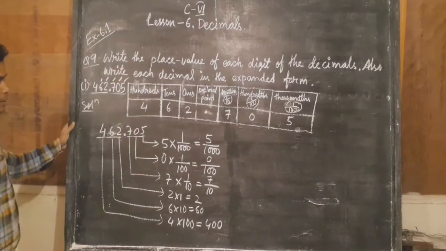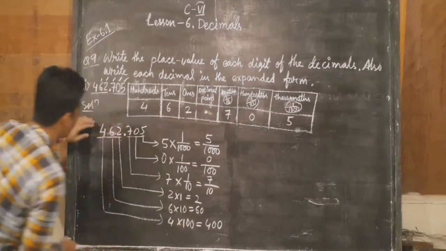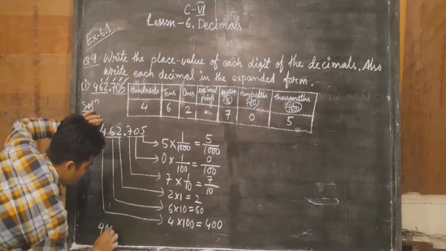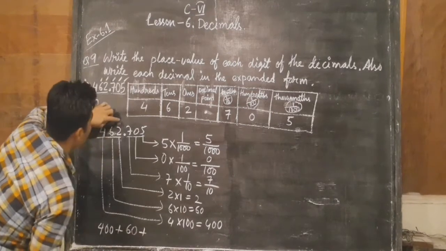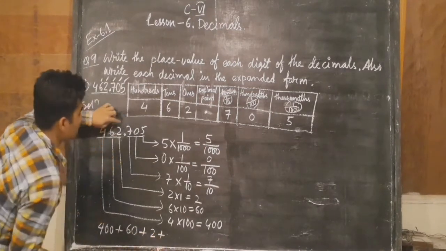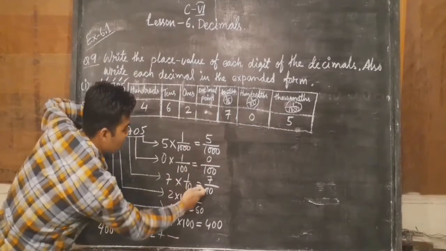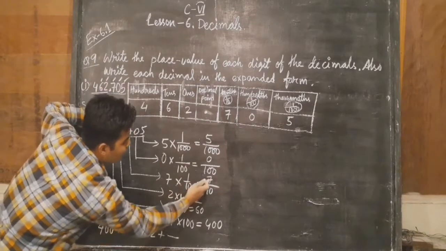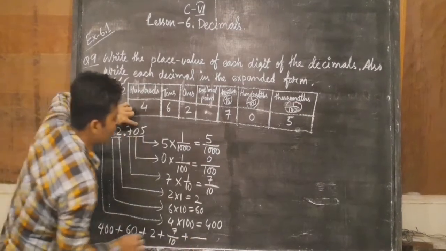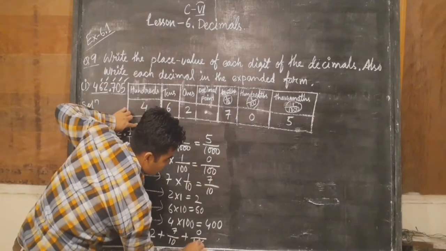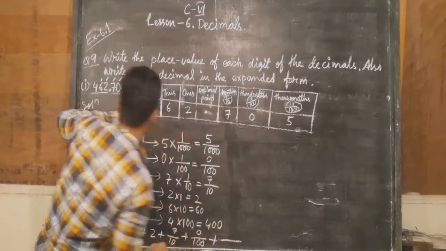Now if you will write the expanded form of this decimal number, then we'll move from this number. You can see 400 plus the place value of 6 is what? 60, plus the place value of this 2 will be 2, plus the place value of this 7 will be, it is in which place? 10th place. I have multiplied here. You can see 10th, 1 by 10 I multiplied, then I got 7 by 10, plus then the place value of this is what? I got 0 by 100, and now the last digit is 5.